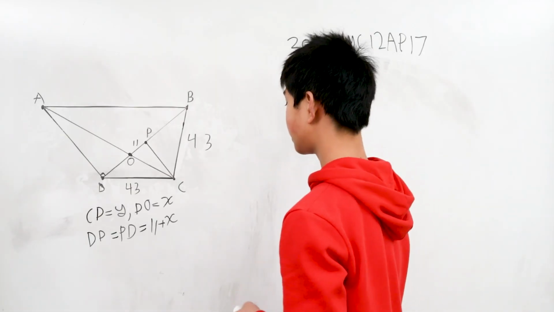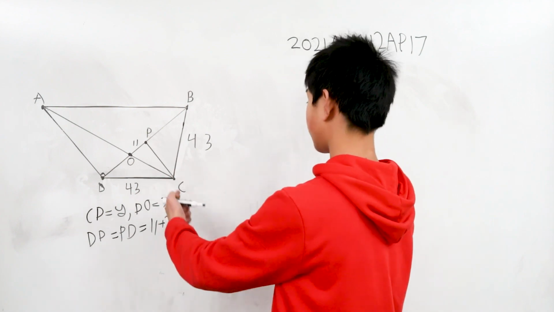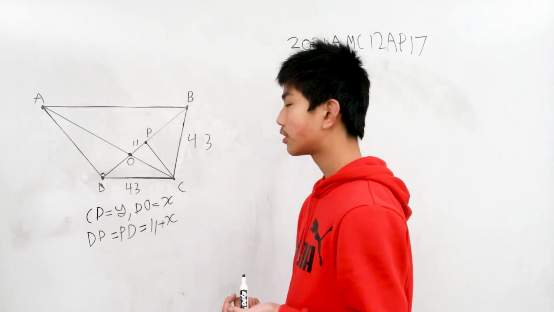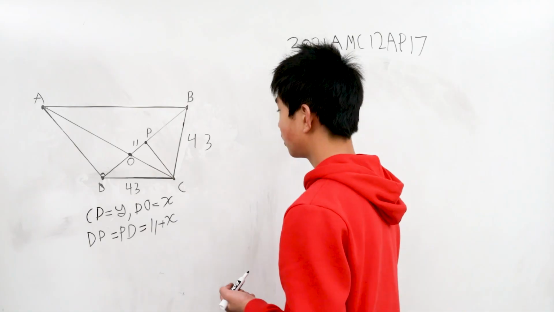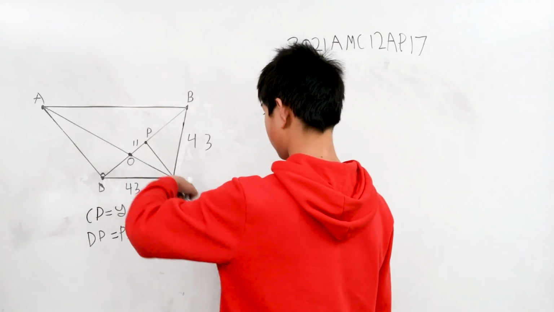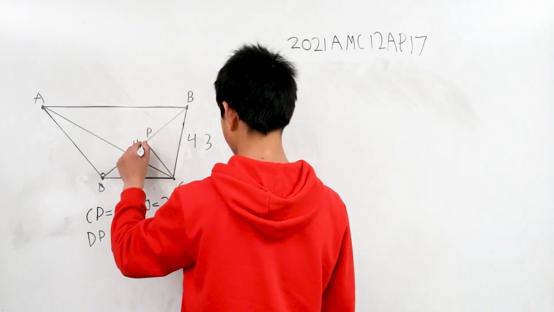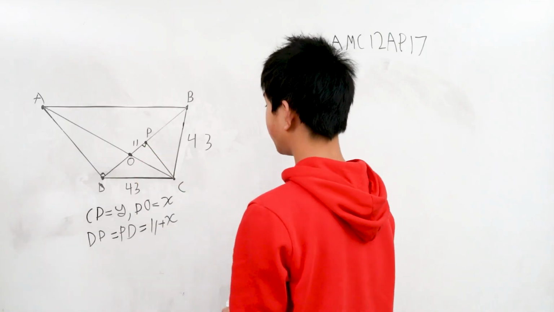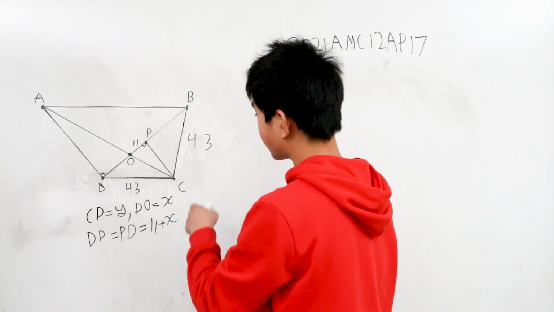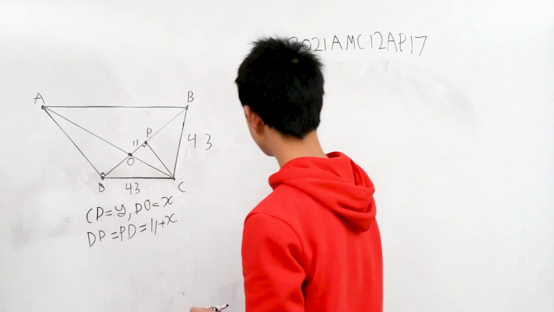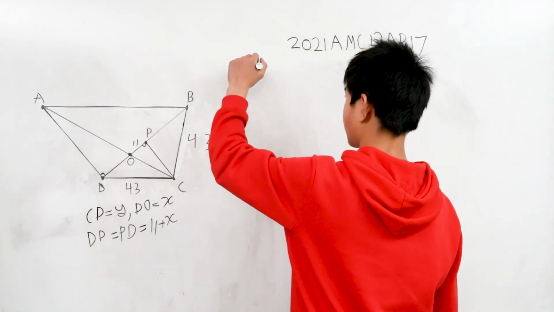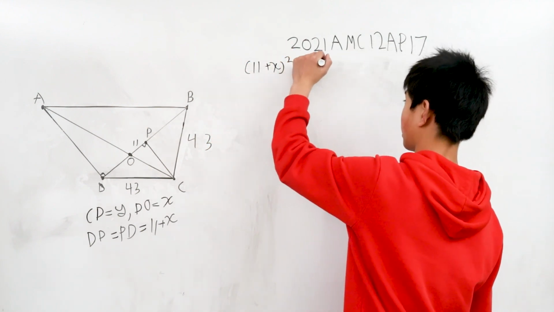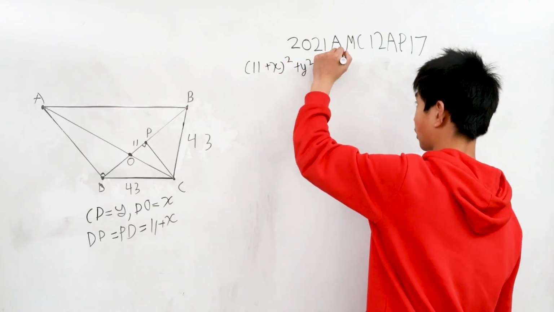And we also have CP as y. We see a lot of right triangles, because this point goes down to the segment DP. This is a right angle there. So we can use the Pythagorean theorem because we have all the variables for this triangle PDC. Therefore, (11 plus x) squared plus y squared is equal to 43 squared.